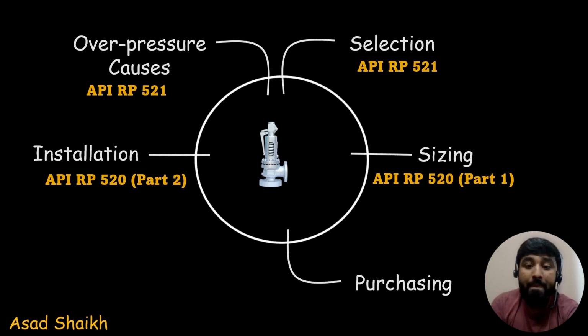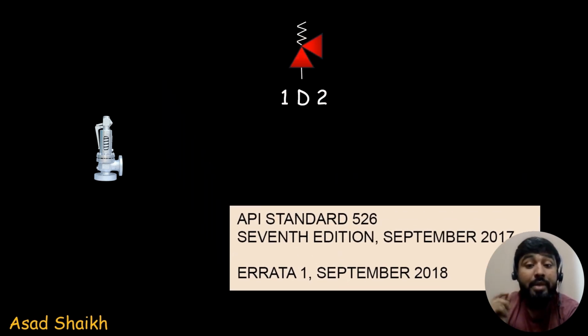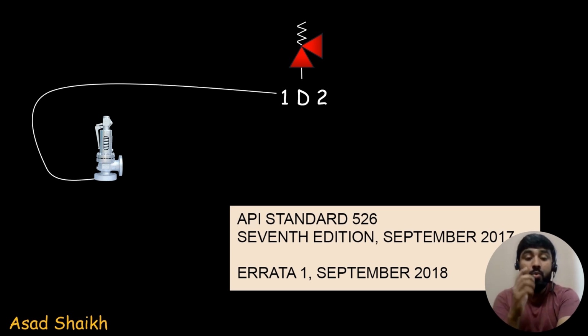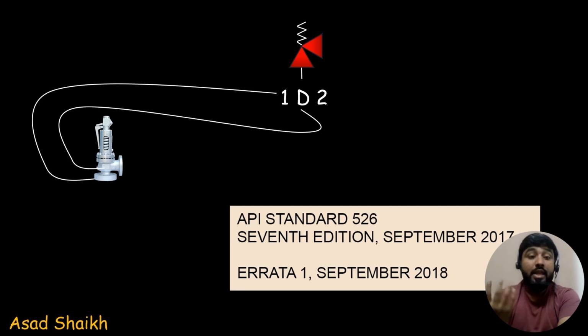Now, you might have heard, in a relief valve, there is some terminology like 1D2. What does this stand for? All of this has come from the API 526 standard. If you see in this standard, this 1 stands for the inlet, so for our case, it is 1 inch. D stands for the orifice size, and 2 stands for the outlet. All of these things have come from API 526. But let us try to look at what the scope of this standard is.